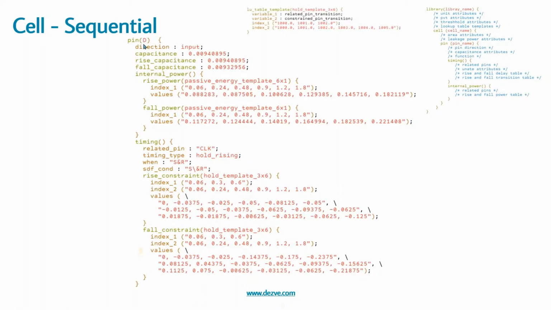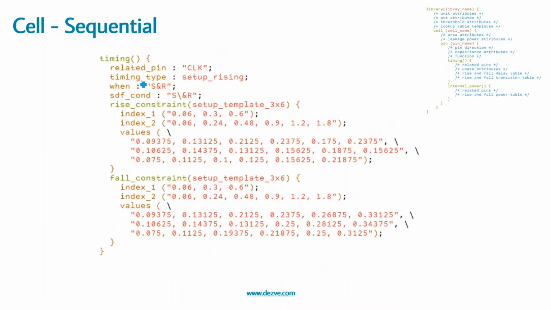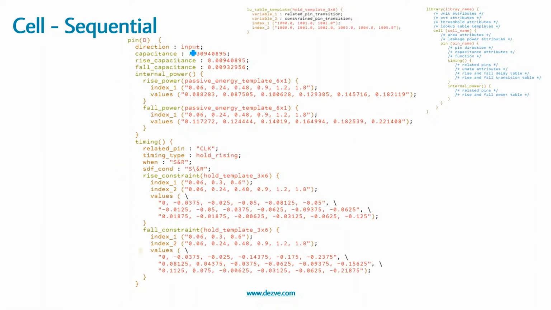So the input pin D, as in other cases, specifies the direction. The direction of this is input, the D pin is the input, and then we have the capacitance specified, the input capacitance which the previous stage would see. Then the internal power, the power specification here. Okay, so this is our point of interest for this session.